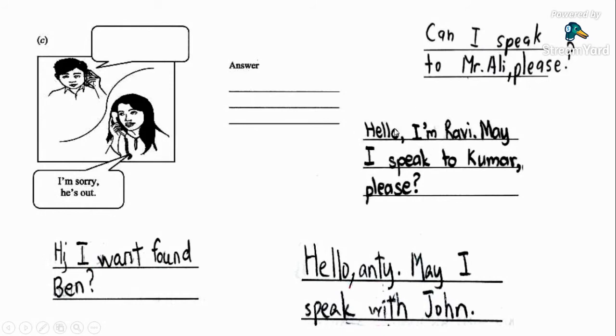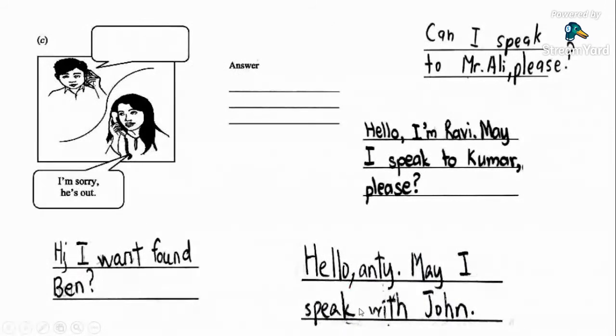Okay, now let's see. Hello, I'm Ravi. May I speak to Kumar, please? Okay, very good. This kid is obviously an A+ student. Hello, I'm Ravi. May I speak to Kumar, please? Okay, contraction here, full stop here. May I, capital letter, Kumar? Everything is done very well. So 2 marks.